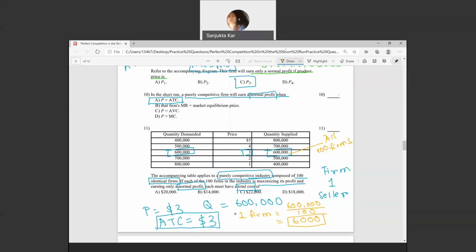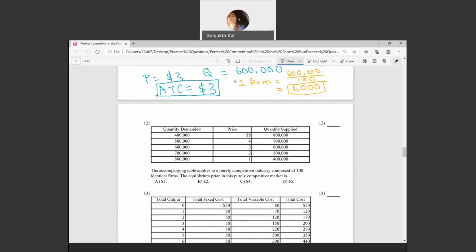Now I need to find the total cost, so be very careful here. Here I have the word each. That means I need to find the total cost for a single farm, not for the entire industry. So the total cost will be equal to average total cost times quantity, which is $3 times 6,000, and this one is 18,000. Oh, this is tricky. This is the answer to this question.